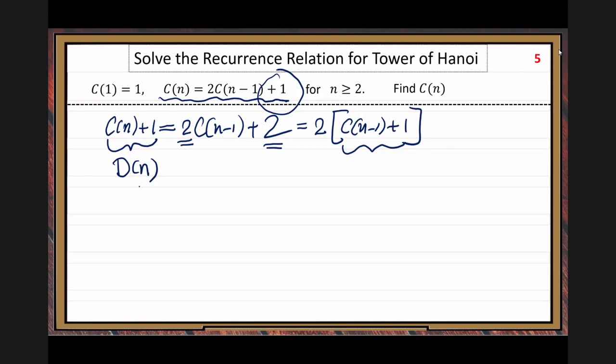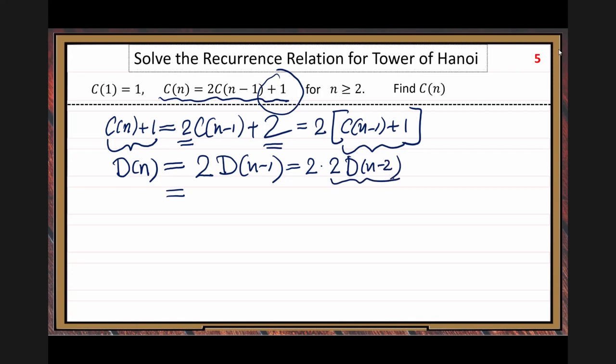All right. So now, left-hand side, just D of n. The right-hand side, based on this assumption, is just 2 times D of n minus 1. Is this new equation much simpler? This new one, then we should know how to solve it, right? Because you can go another round. For this D of n minus 1, can you make it 2 times D of n minus 2?